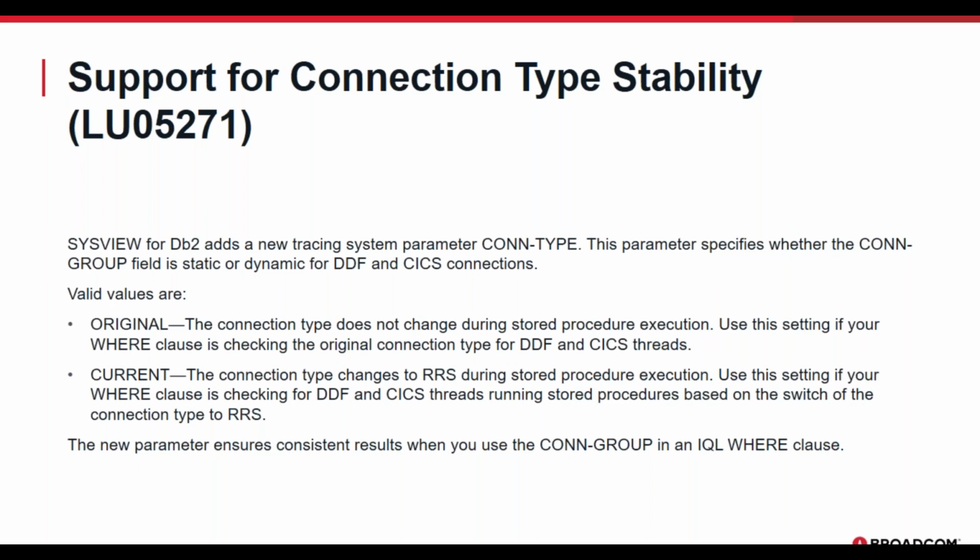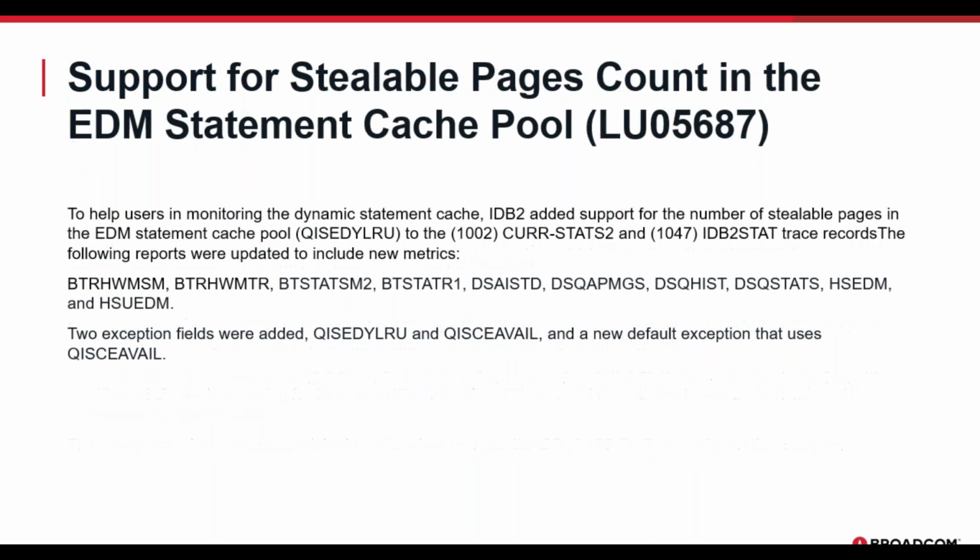The CSV for DB2 here added support for the connection type. Both valid values are original and current as stated, and relevant reports were updated here as well. This should help to bring consistency in the results when you use the connection group in AQL workflows. Next slide, please.